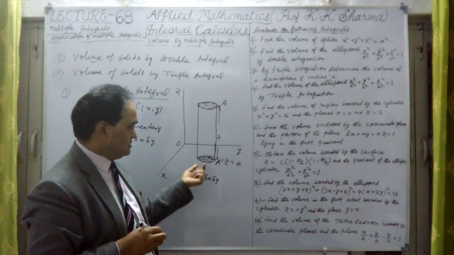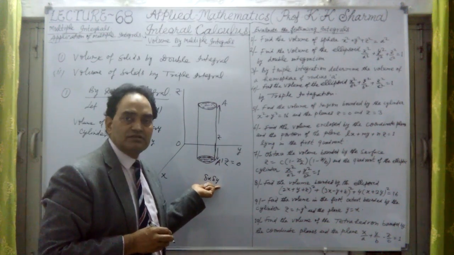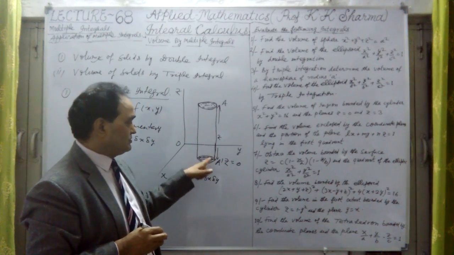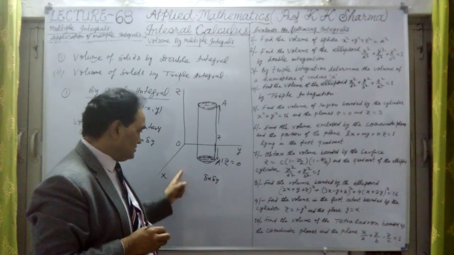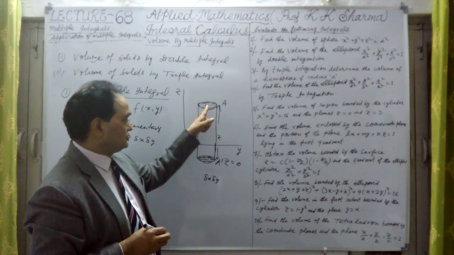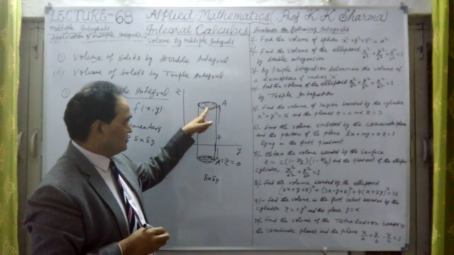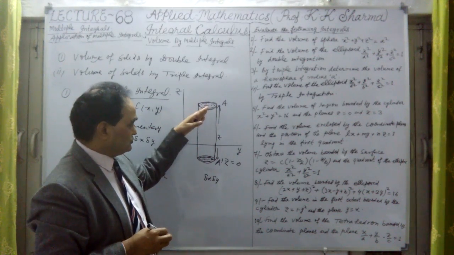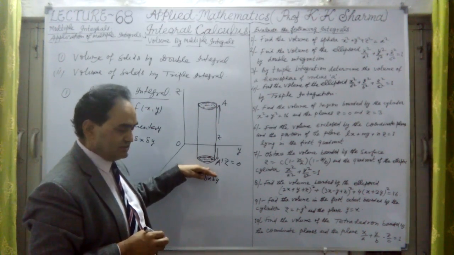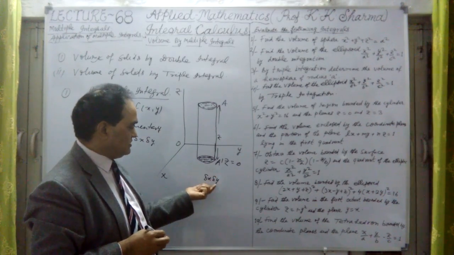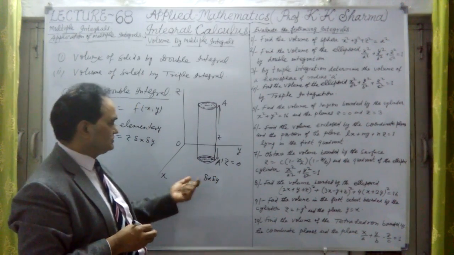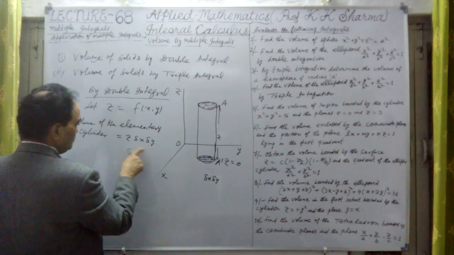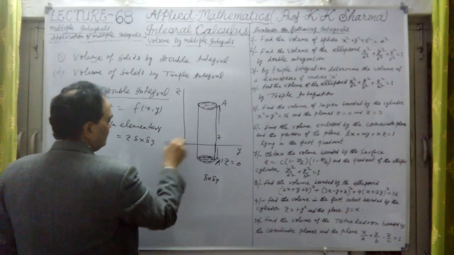Suppose we are indicating this by dx dy. So the area of the base is dx dy, because it is in the xy plane. The shadow or projection of this figure is on the xy plane. On the xy plane we have the elementary figure, the area of which is delta x delta y. This is the volume of the elementary cylinder here.